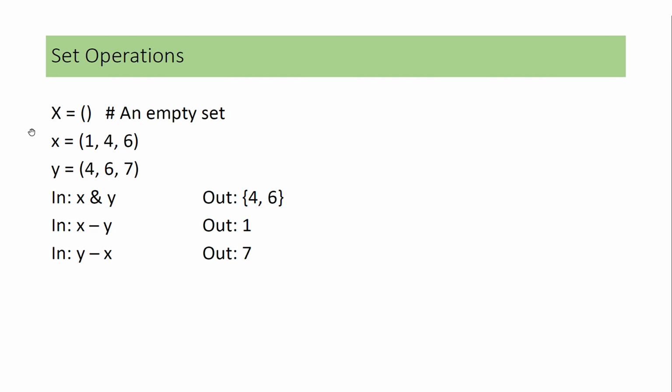Set operation. Capital X is an open and close parentheses with an asterisk, which creates an empty set. So small letter x is 1, 4, 6, and y is 4, 6, 7. Then with input x and y, your output is 4 and 6. When your input is x minus y, it's actually 1. And if your input is y minus x, right? The output will be 7.